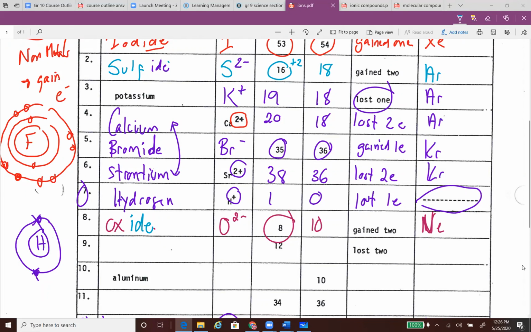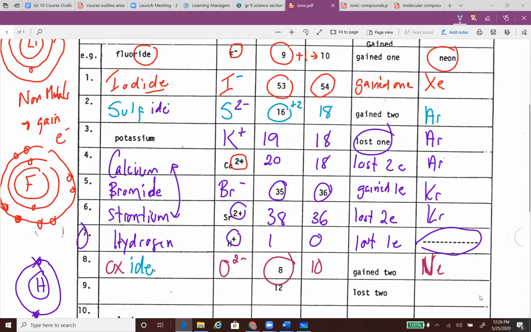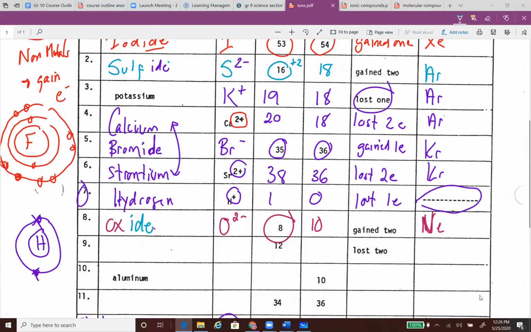If we look at row number 9, row number 9 is element 12. Element 12 is magnesium, so its symbol is Mg. Now, it normally has 12 electrons, because when neutral, it has 12 protons, so therefore it has 12 electrons. But this one lost 2, so 12 minus 2 would be 10. So it also has the same number as neon. And therefore, because it lost 2 electrons, its charge would be plus 2.